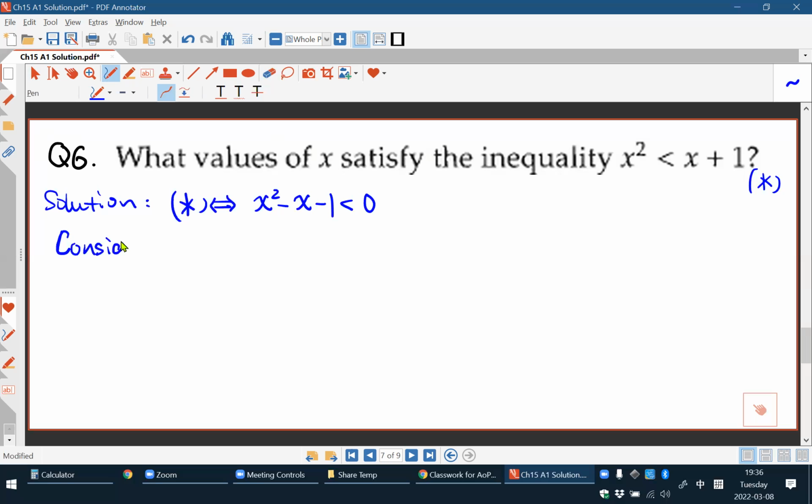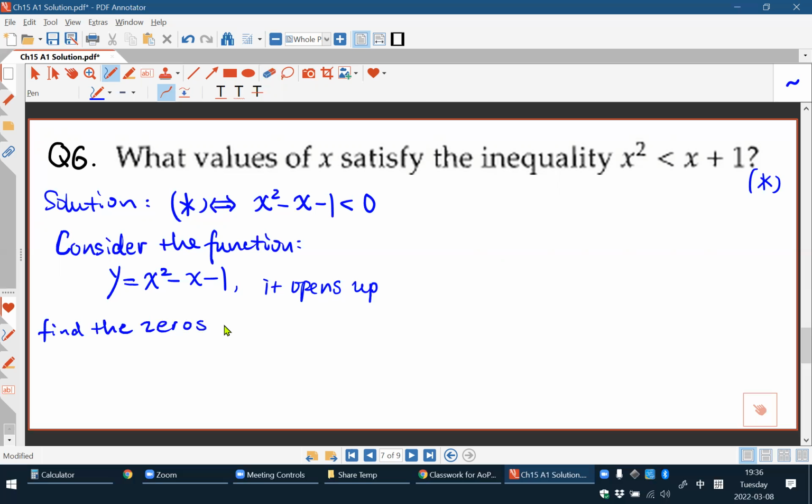So consider the function on the left, which is y equals x squared minus x minus 1, right? Then we need to find an interval that can make this function less than 0, right? So apparently it's better to sketch the graph of this function, and then we can find the corresponding intervals. This function opens up, we already know. Then let's find its zeros.